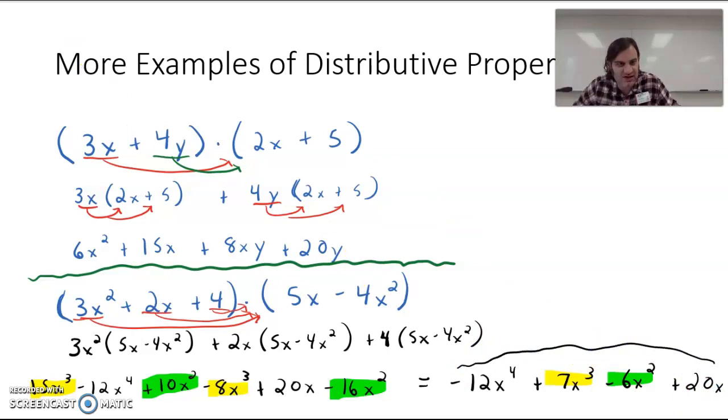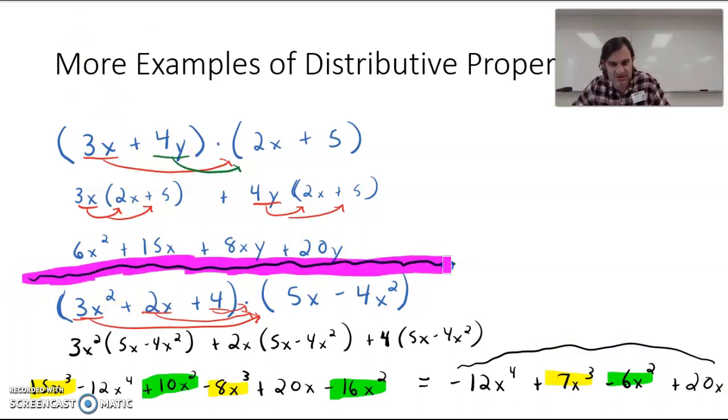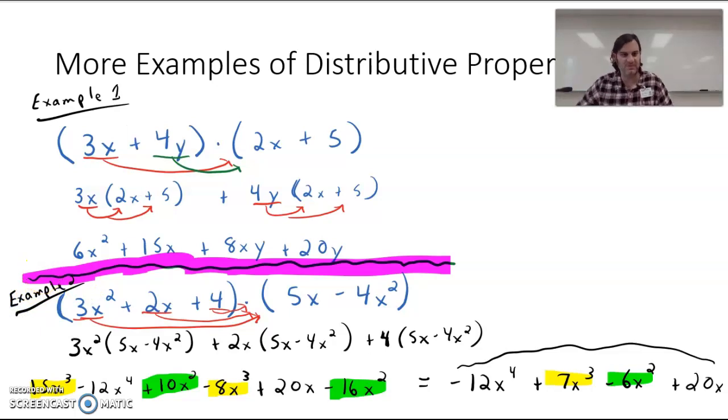And I'm not sure how I can separate these two more clearly. Okay, let's try and go back and say example 1, and down here we'll say example 2. Maybe that'll help later on.